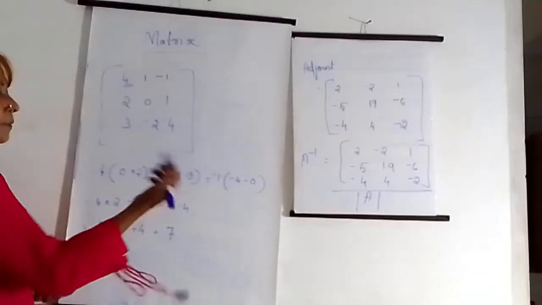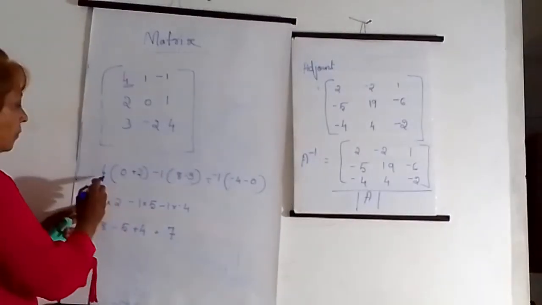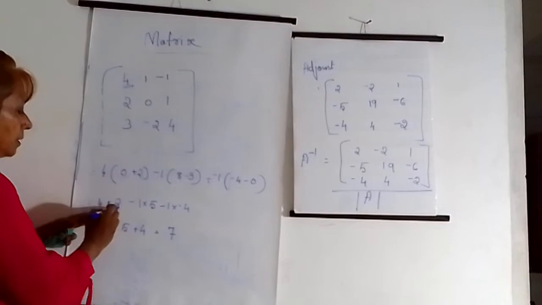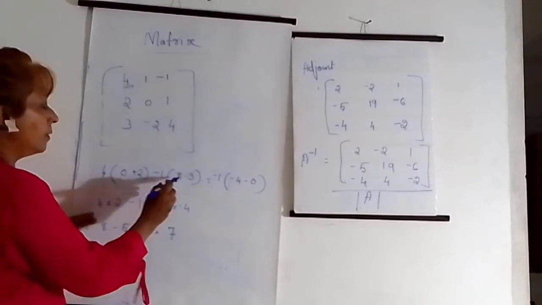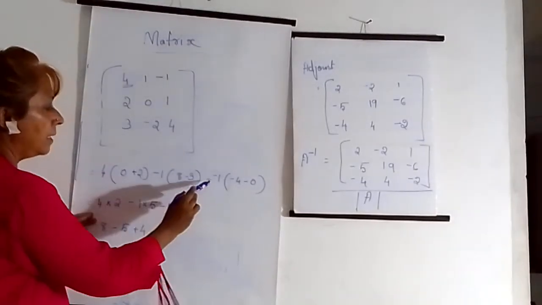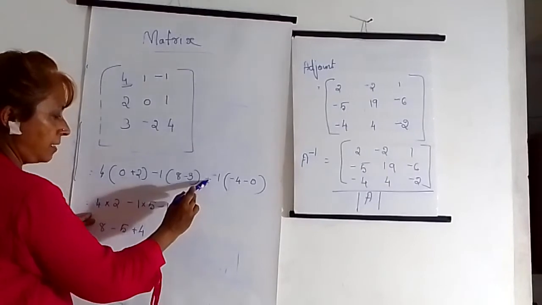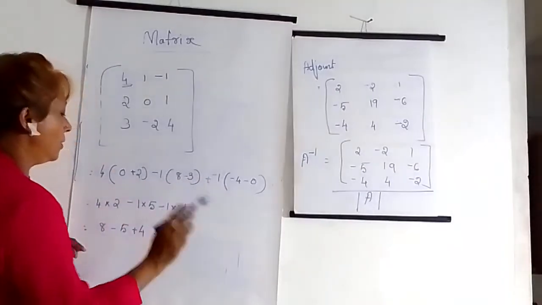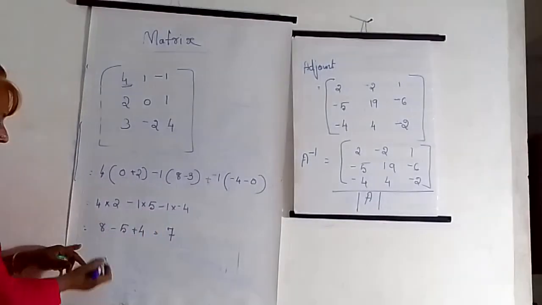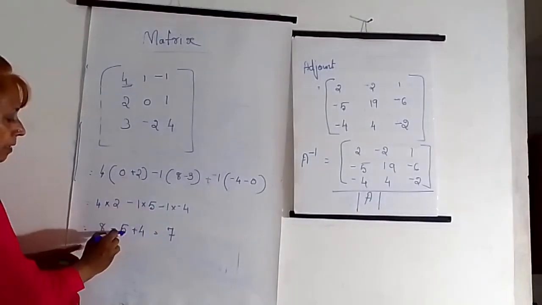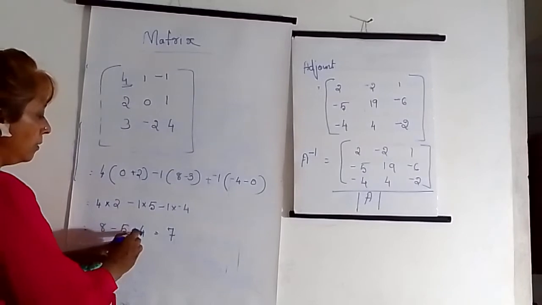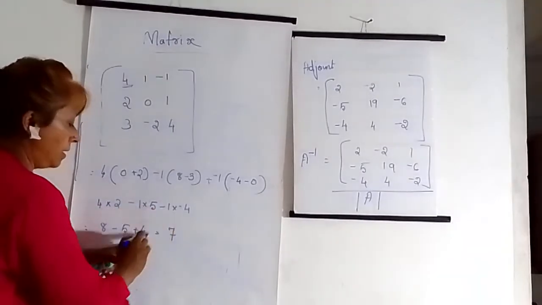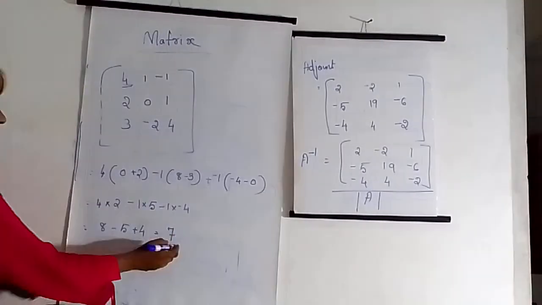So we are going to calculate it. See, 4 into 0 plus 2, it is 2 itself, negative 1 into 5, minus this, plus with this minus becomes a minus. So 1 into negative 4, that is the one we are going to get. So it is 8 minus 5 plus, this negative with this negative makes a positive. So the final answer is 7.